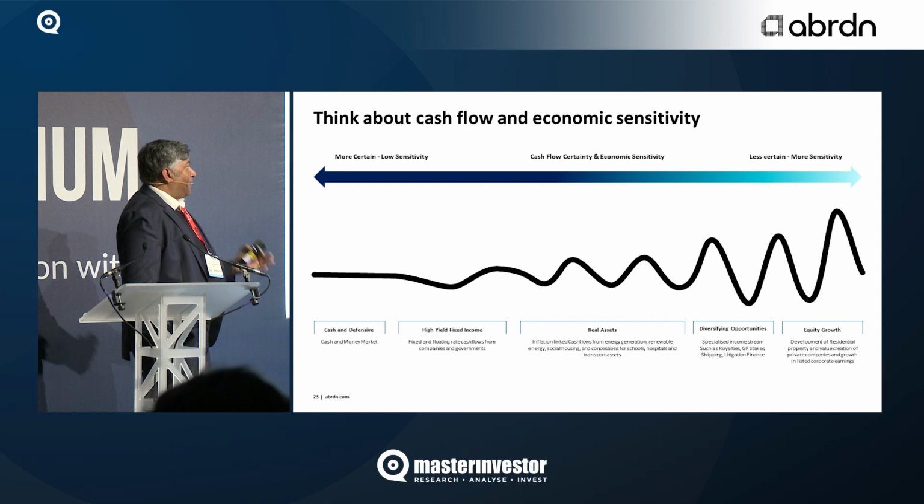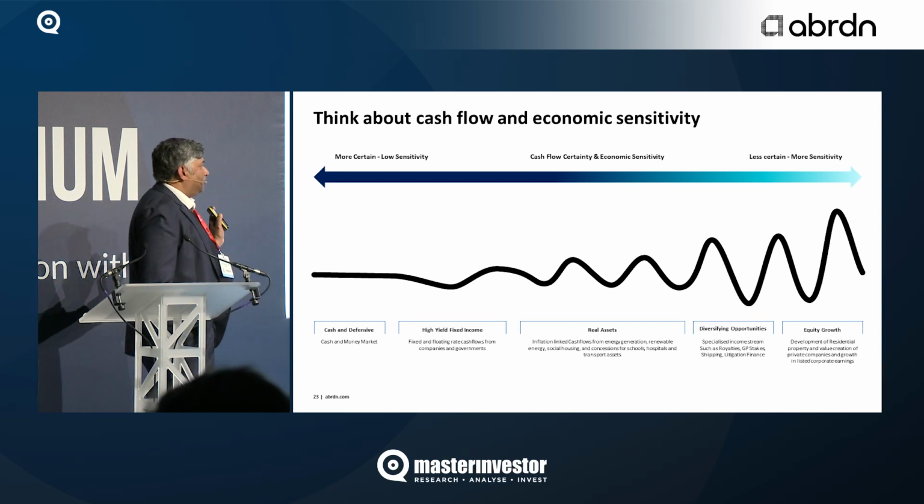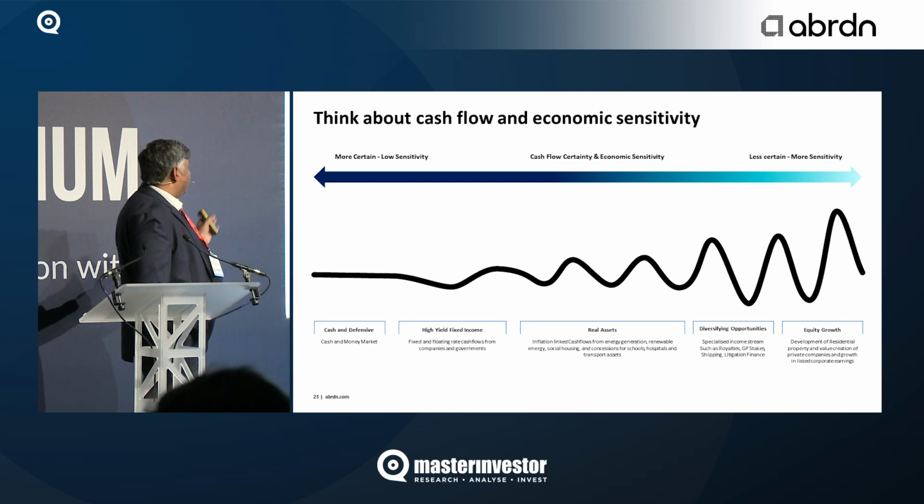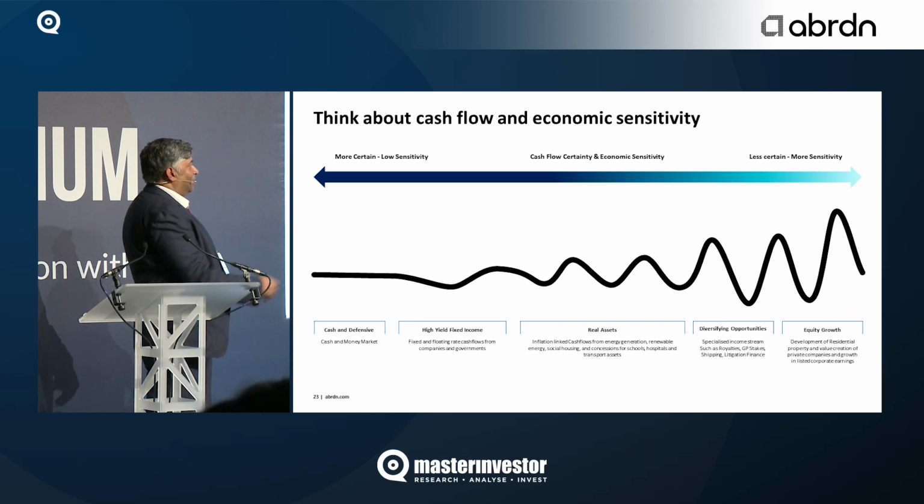So we're going to have to see what that means for our assets. In order to navigate this, you need to look at your assets in a forward context. On the left-hand side, we've got cash assets that are more certain with low economic sensitivity, and on the right-hand side, you've got assets which are less certain around their valuations, but provide growth potential. So you've got to live with the volatility.